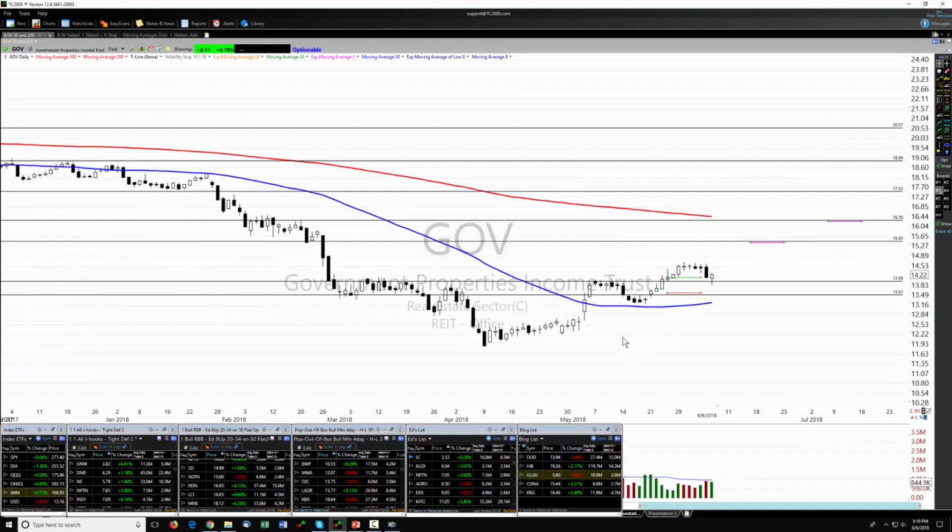GOV. Still, it just can't get going. It was a nice little entry there, but then we've fallen back. Trying to get a little push today off of this support level, but just can't quite get going on that one.